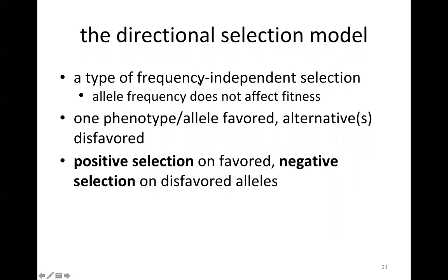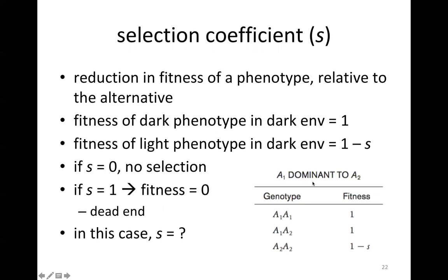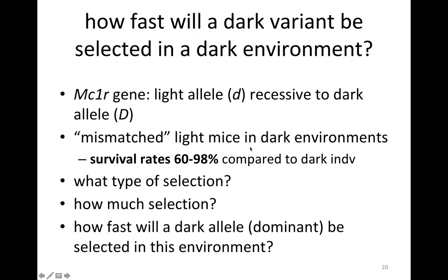So those are called frequency-dependent selection. This is a case of frequency-independent selection. One phenotype allele is favored, alternatives are disfavored, and we can talk about positive selection on the favored, negative selection on disfavored alleles. And selection coefficient we can try to estimate given these values.